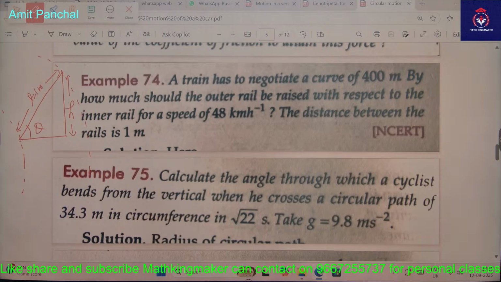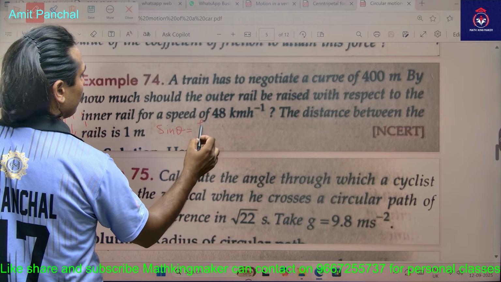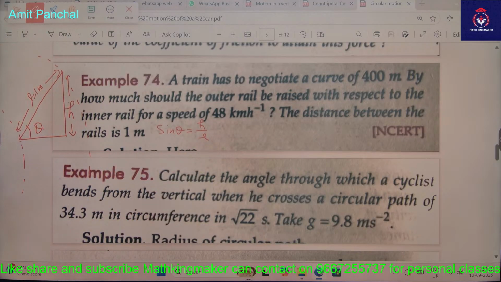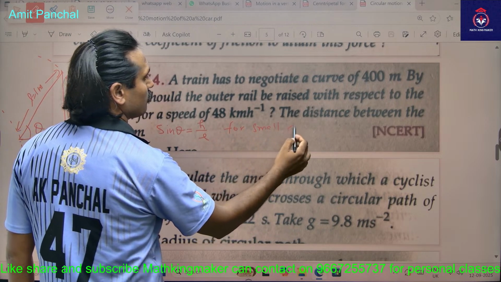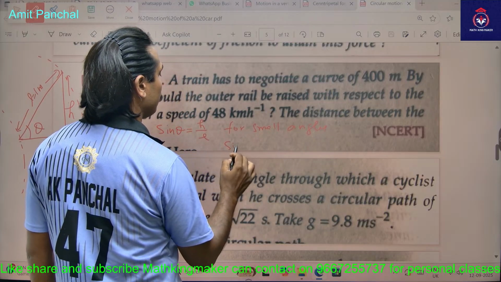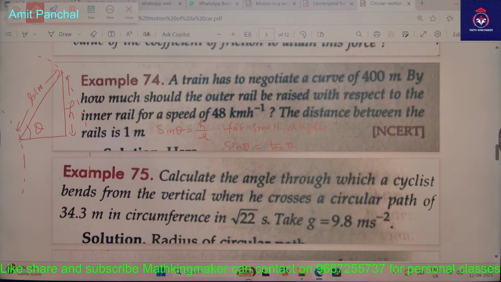See, there is a small glitch in this question because your theta will be very, very small. Sin theta will be h by L. So for small angles, sin theta and tan theta both will be equal. How do you know it's small? It is looking very big, but it is not very big.